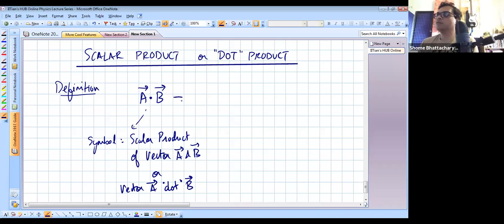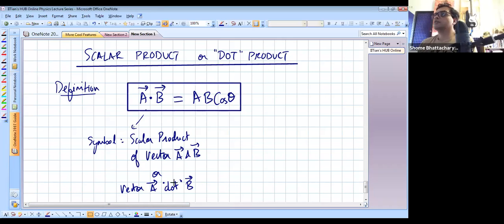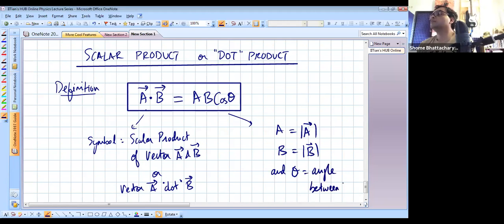Now, how do we calculate it, or what is the definition of the operation itself? It is magnitude of the vector A multiplied by magnitude of the vector B multiplied by cos theta, where theta is the angle between the two vectors A and B. So on the right hand side, by definition, capital A represents magnitude of vector A, capital B represents magnitude of vector B, and theta is the angle between vector A and B.